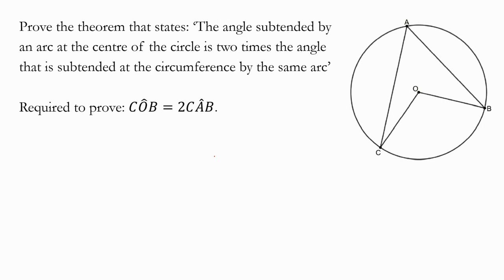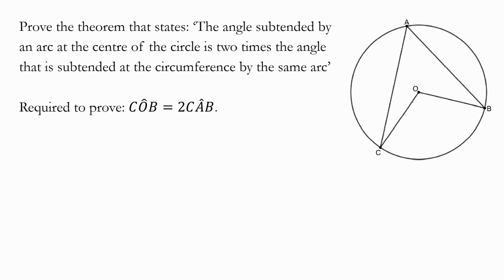Right, welcome back. Let's do question 4a. Prove the theorem that states that the angle subtended by an arc at the center of the circle is 2 times the angle that is subtended at the circumference by the same arc. We are required to prove that angle COB is equal to 2 times angle CAB.